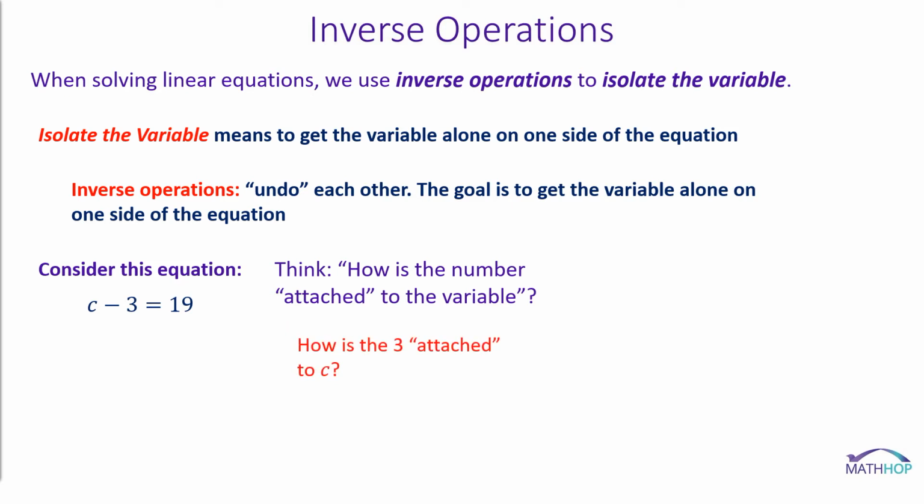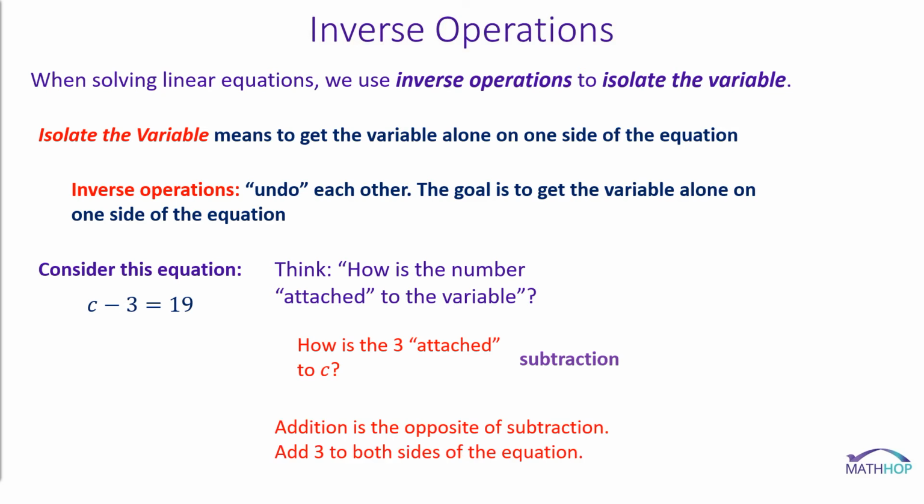So we want to know, how is that 3 attached? What operation is holding the 3 with the C? Well, if we read it, C minus 3 will give us the operation. C minus 3 means subtraction is holding the 3 with the C. Woof, should have picked a different variable, but I didn't pick this problem. It was sent to me.